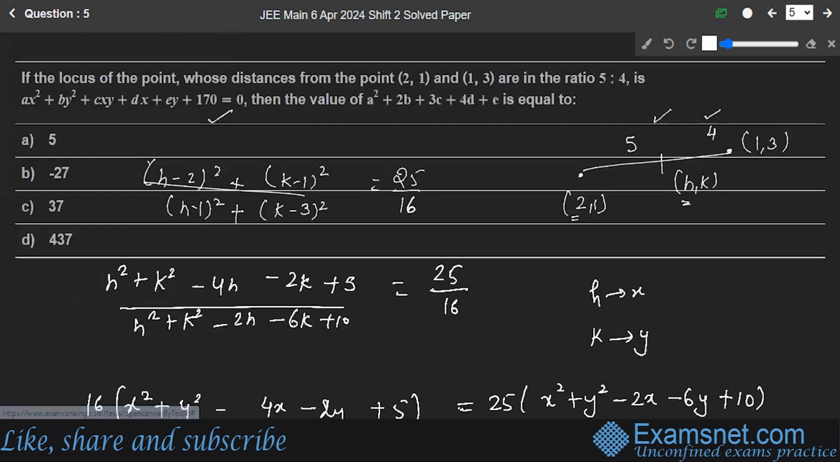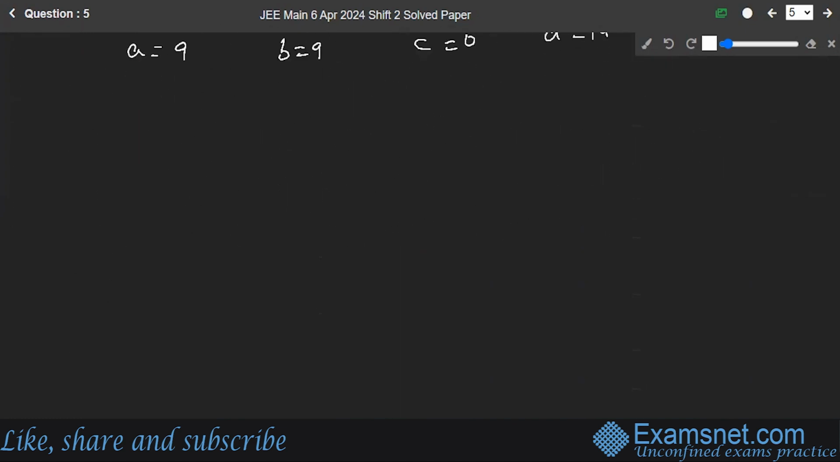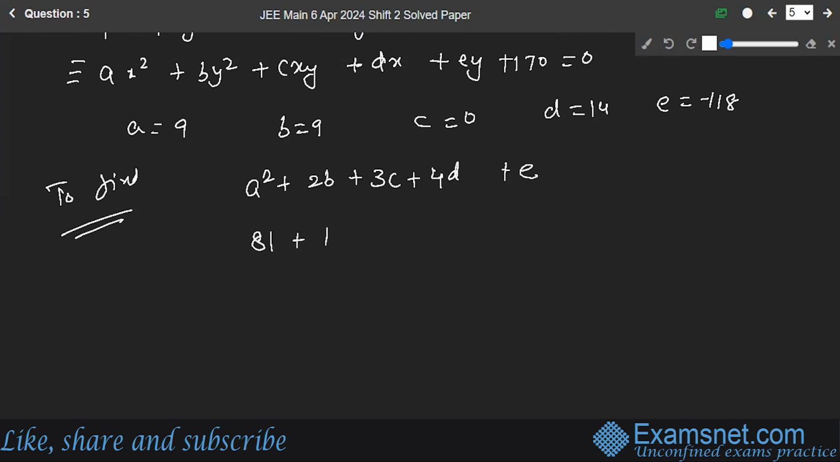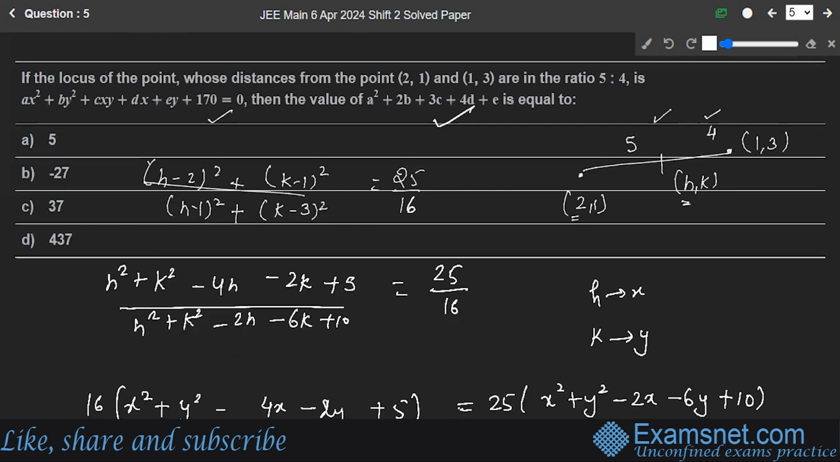Okay, what you have to find out is this value. You got all the a, b, c, d values. Let's fill in. So you had to find a square plus 2b plus 3c plus 4d plus a. So this is 81 plus 18 plus 56 minus 118. This gives me a total of 37. So this is the right answer to the question, option C.